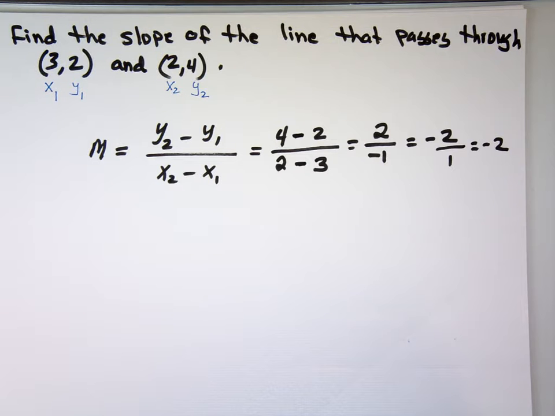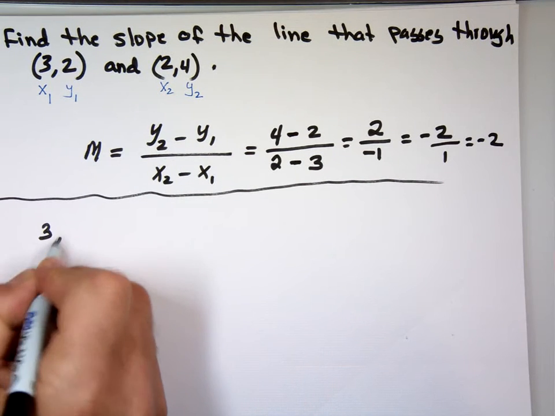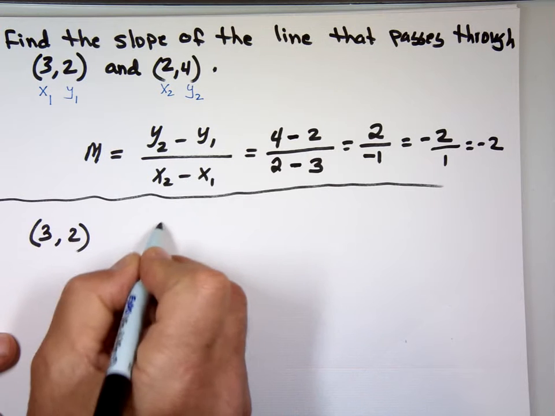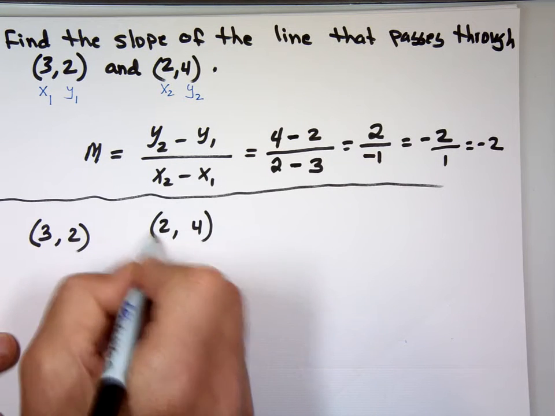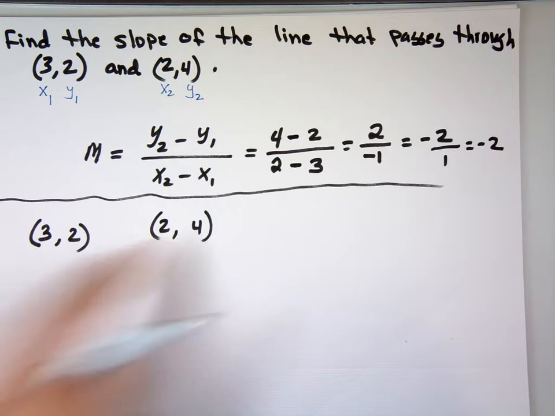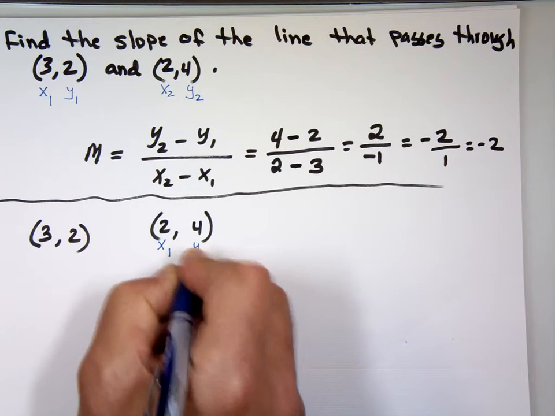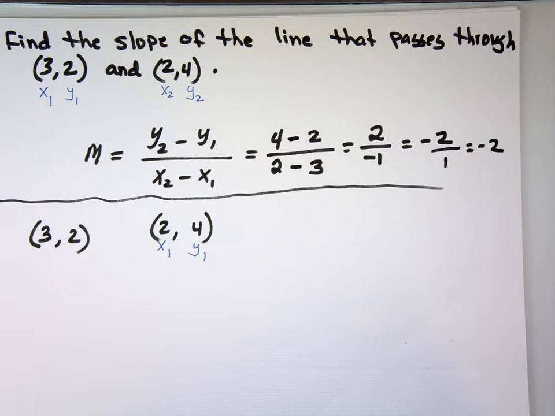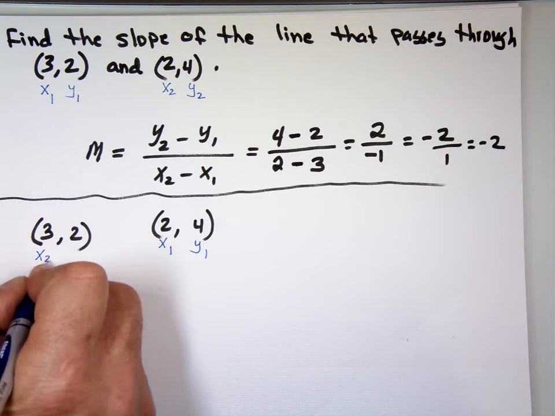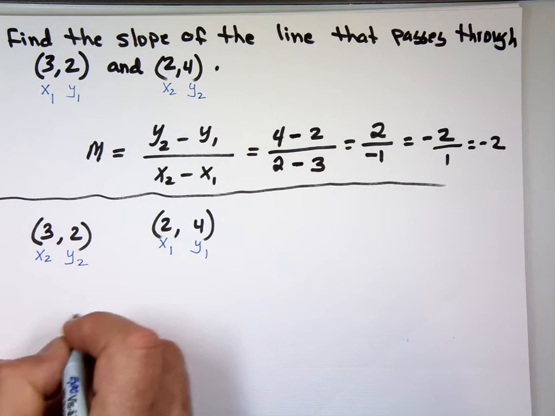Now, what if we have a student who would say, you know what, we go right to left. So the point 3 comma 2, same question, 2 comma 4. But I'm going to call this point 1 and this is point 2. So this is point 1. If that's point 1, this is the x value of point 1. This is the y value of point 1. This is the x value of point 2. This is the y value of point 2. Is my answer going to be different? I hope not, but let's see.